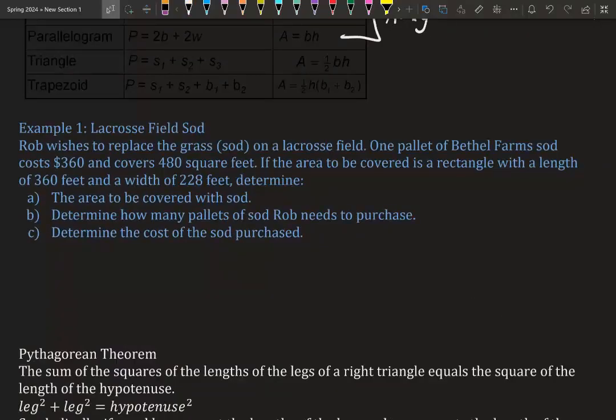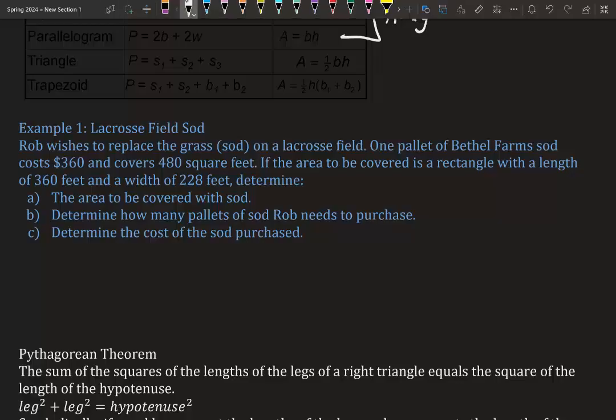Example 1. Lacrosse field sod. Rob wishes to replace the grass on a lacrosse field. One pallet of Bethel Farm sod costs $360 and covers 480 square feet. If the area to be covered is a rectangle with length of 360 feet and a width of 228 feet, determine the area to be covered with sod, determine how many pallets of sod Rob needs to purchase, and determine the cost of sod that you need to purchase.